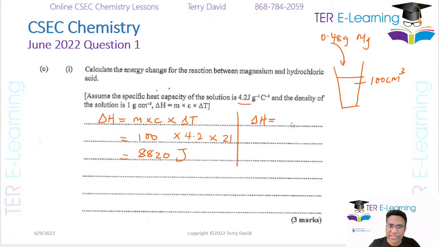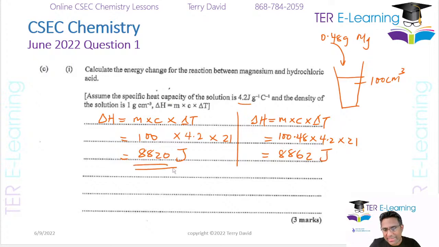Now, some students would have done this. Delta H is equal to M by C by delta T, and what they did, they would have added the 0.48: 100.48 multiplied by 4.2 multiplied by 21. And watch what you're going to get for your answer: 8862 joules. The difference in your answer is very small, right?